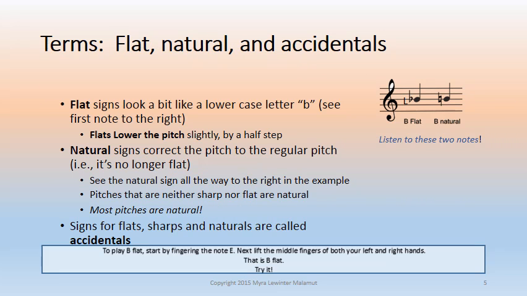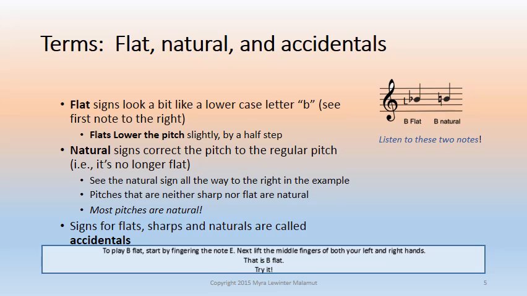More terms: flat, natural, and accidentals. A flat sign looks a little bit like a lowercase letter B. See the first note to your right. Flats lower the pitch slightly by a half step. Natural signs correct the pitch to the regular pitch. In other words, if it was flat before, now it's no longer flat. See the natural sign all the way to the right in the example in front of the second B. Pitches that are neither sharp nor flat are natural. Most pitches that you play are natural.